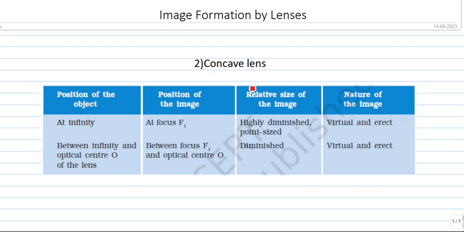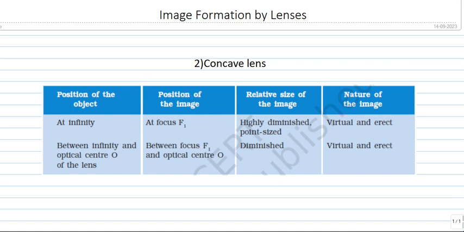One, the object is placed at infinity, and the next position is between infinity and the optical center O. So what we get is a highly diminished point sized image which is virtual and erect, and in both the cases we see that the image size is diminished and it gives a virtual and erect image. From this we can say that the concave lens will always give us a virtual, erect and diminished image.